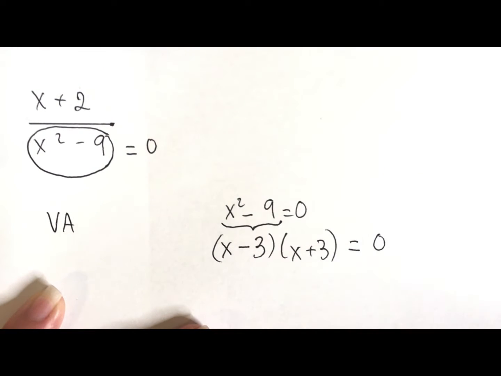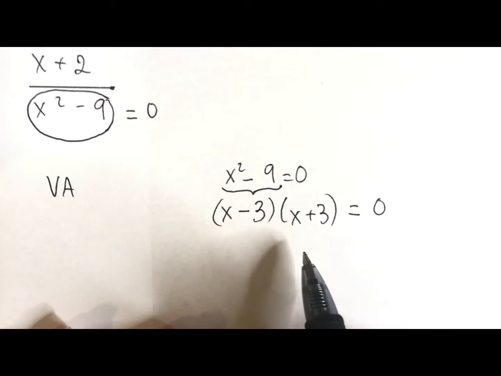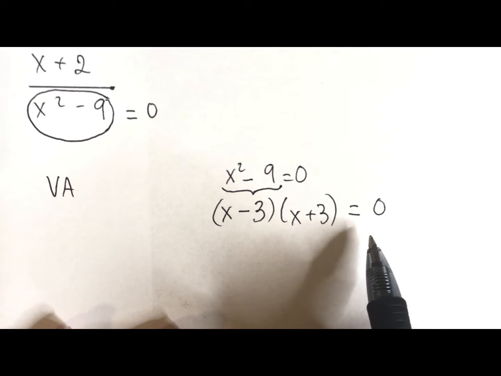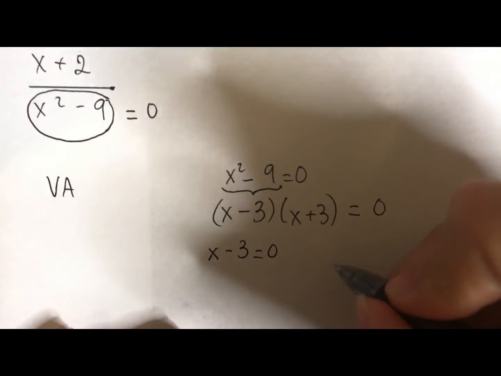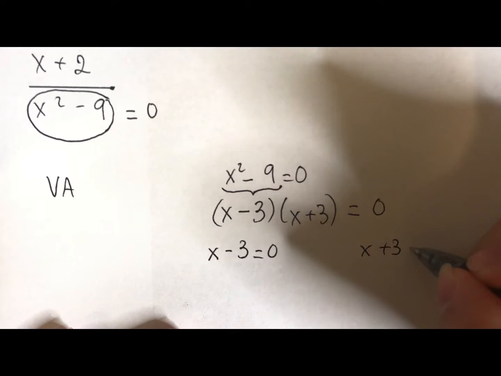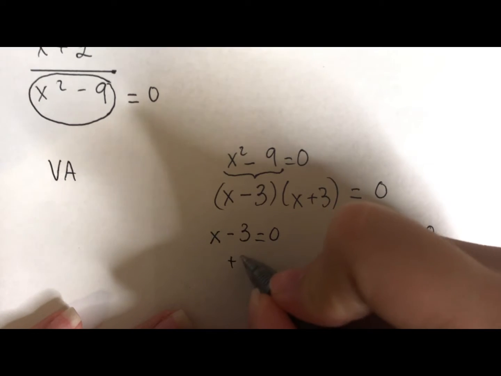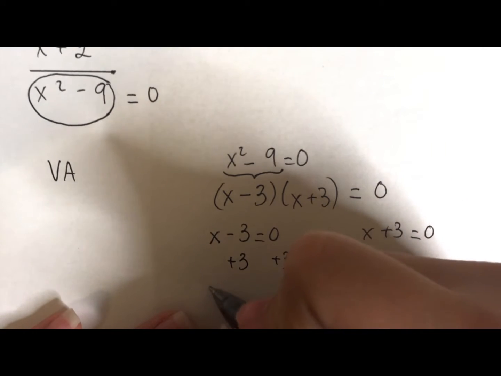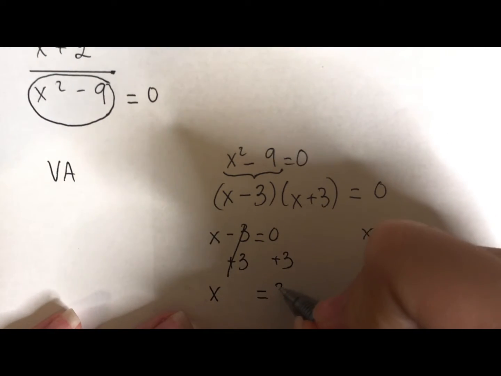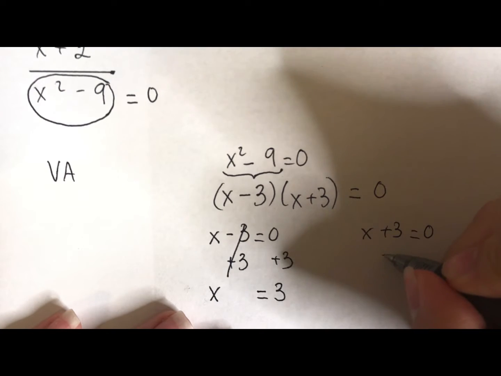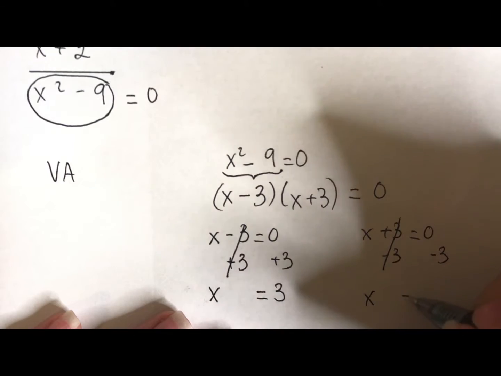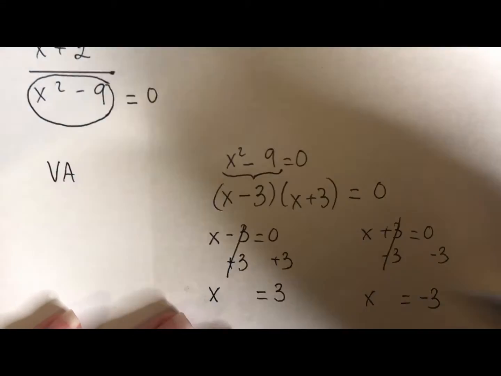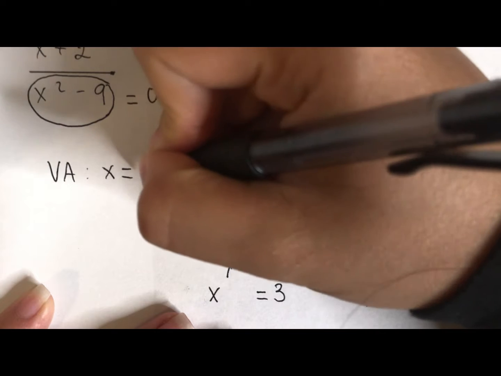And then on the other side, we still have equals to 0. When you have two factors multiplied together and the product is 0, either one of the factors has to be 0. So we're going to say that x minus 3 has to be 0, or x plus 3 has to be 0. To isolate x, we're going to add 3 on both sides. So x is 3, or we have to subtract 3 on both sides, and we have x equals negative 3. So the vertical asymptote is x equals plus or minus 3.